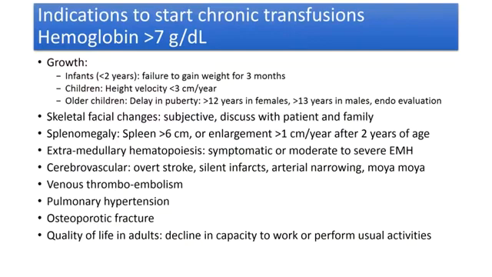There's the presence of extramedullary hematopoiesis, if it's symptomatic, then of course, but also if it's moderate to severe extramedullary hematopoiesis. Cerebrovascular events, stroke, silent infarcts, arterial narrowing and moyamoya, venous thromboembolism, pulmonary hypertension, osteoporotic fractures, and quality of life in adults, such as decline in capacity to work or perform usual activities, can all be reasons to start transfusions even when the hemoglobin level is greater than 7.